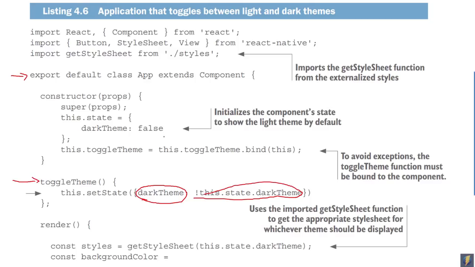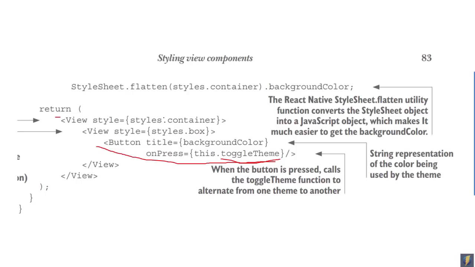And if the value changed, you can see the style will change. This state dot darkTheme variable will be changed between true or false. If it changes, the style is different. This one will be different. The container color will be different. So this is easy.